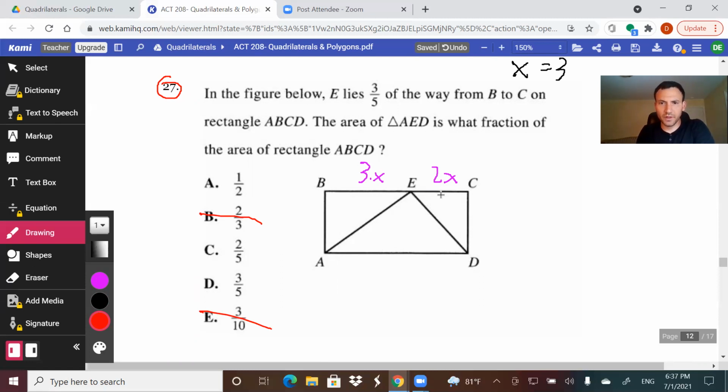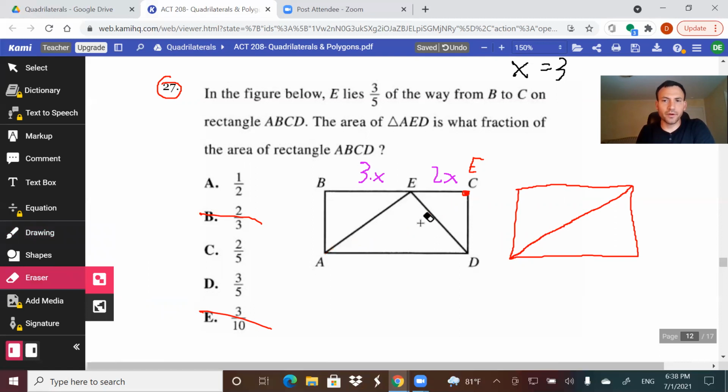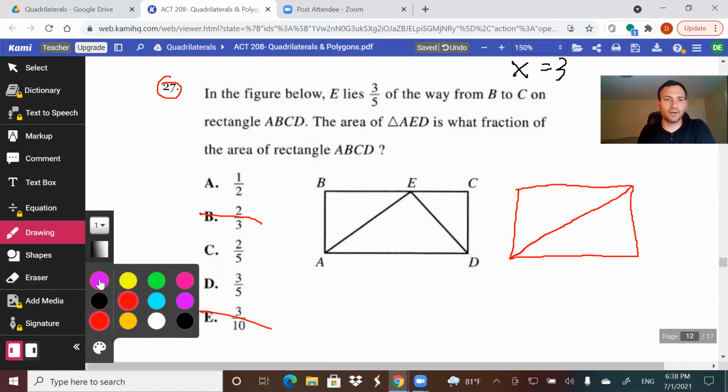If we just move this E along all the way to the edge here, so pretend the E is where the C is, you'd go, oh, and let me redraw this. This will be easier to see if I redraw it. So if I just move the E where it wasn't 3/5 of the way through, but it was all the way at the end, you'd go, oh, it's half. Well, guess what? It actually doesn't matter where E is. The area of this triangle is always going to be half of the area of the entire rectangle.